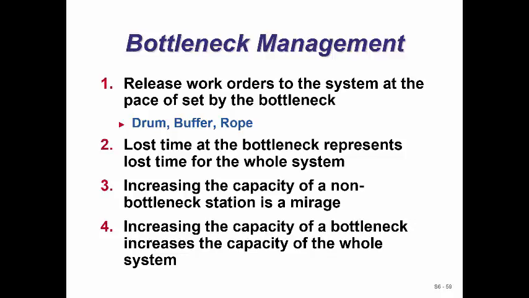So, bottleneck management: base the plan on the bottleneck. Drum, buffer, and rope. We'll talk a little bit about that, but again, it's explained a bit in the book. The big picture with bottleneck management is that the actual bottleneck needs to be addressed. Increasing the capacity of a non-bottleneck station is a mirage, is what they say here, and that really is the case. If you have a production process that's being slowed by a certain process in the line, it's quite obvious that changing any other aspect of the line until you've addressed the bottleneck is not helpful.